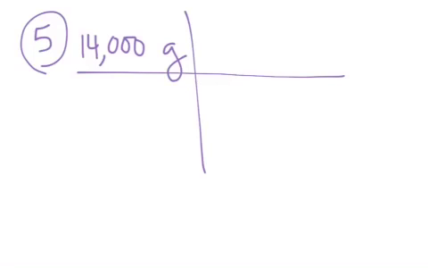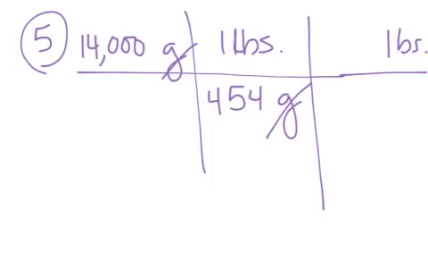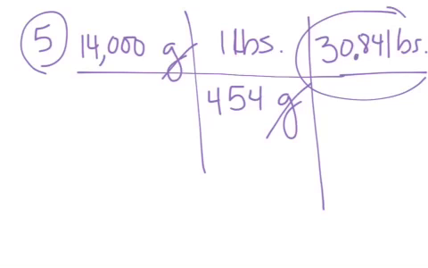Number 5. 6 items purchased at a grocery store weigh 14,000 grams. How much do the groceries weigh in pounds? So we're starting with grams. Using our conversion factor, 1 pound is 454 grams. My grams are going to cancel. My answer is going to be left in pounds. So we get 30.84 pounds is my final answer.